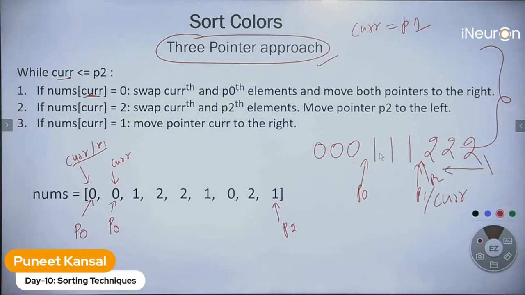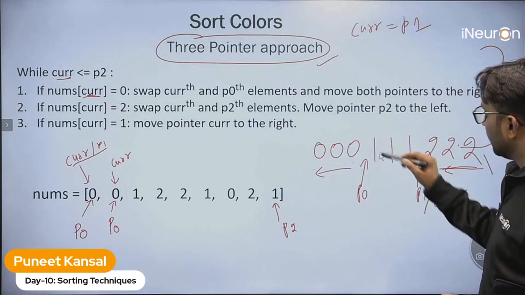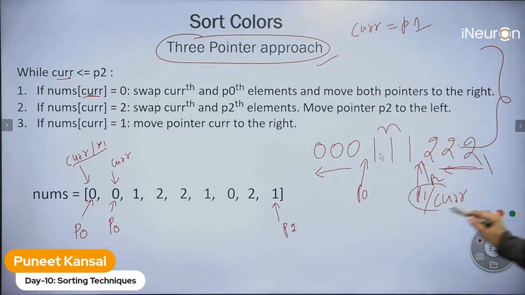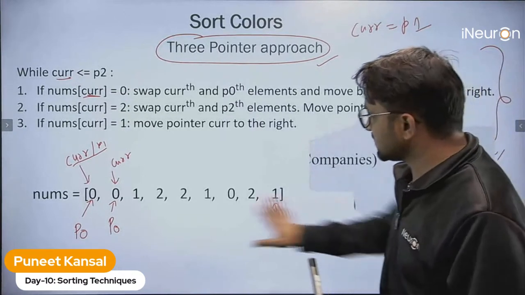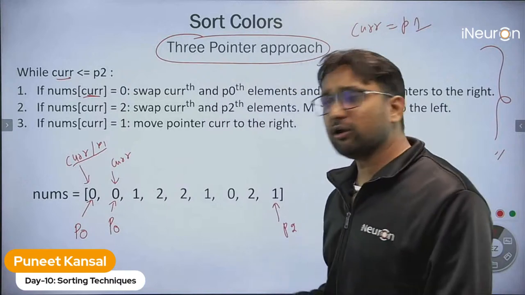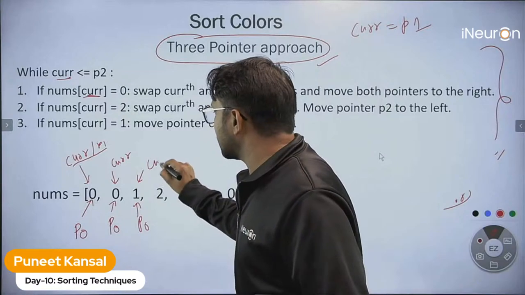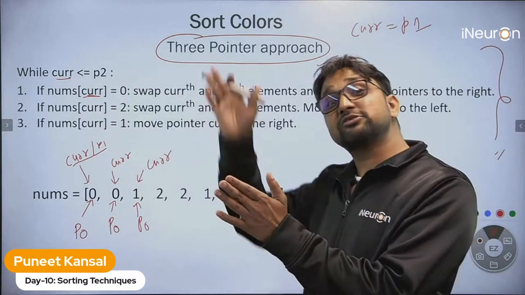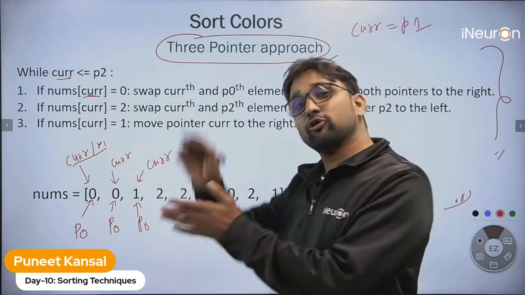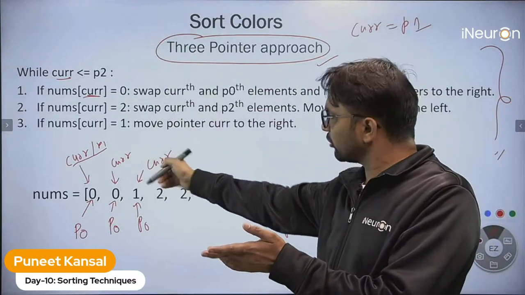P2 is moving this side. So whenever we find 2, we will keep inserting at the back. Whenever we find 0, we will insert at the front. And whenever we have 1, we will keep it as it is and keep moving our current pointer. So let's do it, and you also please keep helping me in this. So this is the present scenario. Whenever we find 0, what will we do? We will move our P0, and we move current also, because one thing is sure: P1 will come after zeros only. So if 0 is coming, then P1 will also move, because P1 will come after zeros, even after ones. Okay, let me call it current.